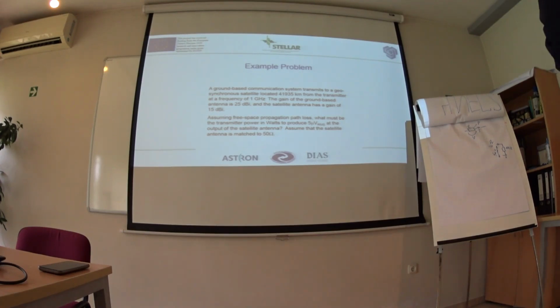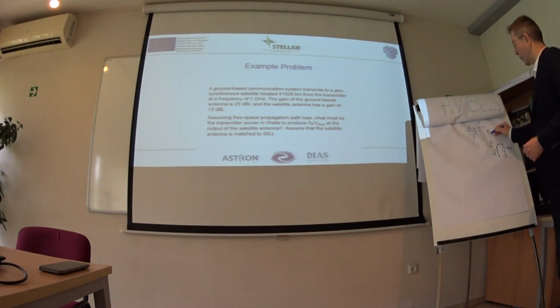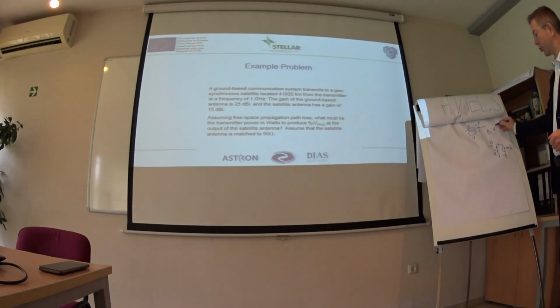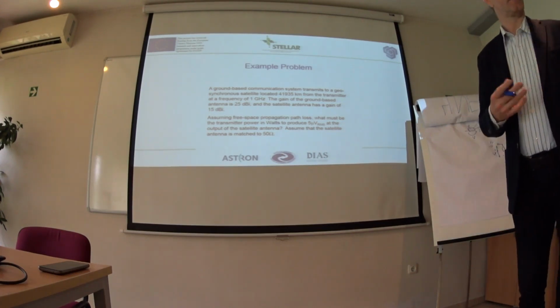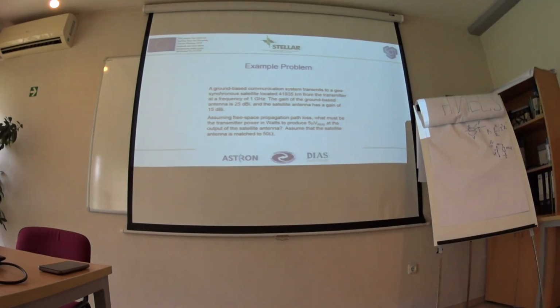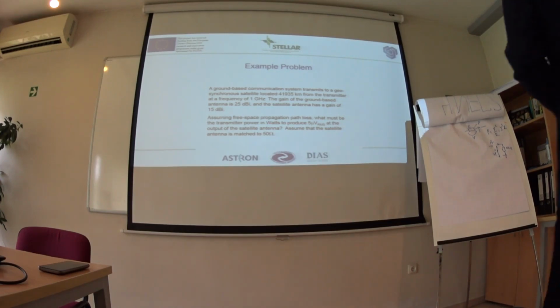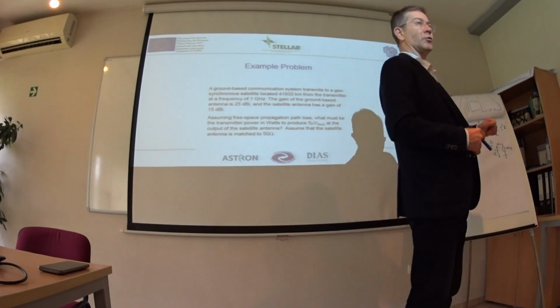P equals either voltage drop squared over the load, or current passing through the resistor squared times the impedance. And we can estimate the power. How much should that be?